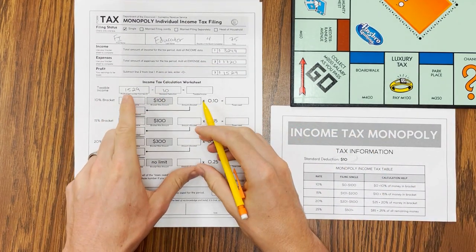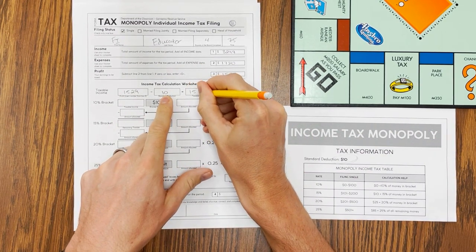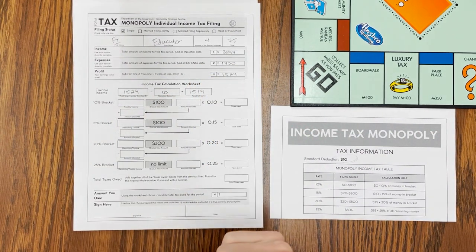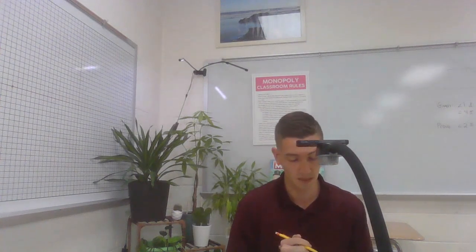And then, so we have 1529 minus $10 is 1519. And this is going to be our taxable income. So for the federal government or the state, this is the money that they are actually going to calculate taxes based on. The standard deduction is what you get to make without paying taxes.